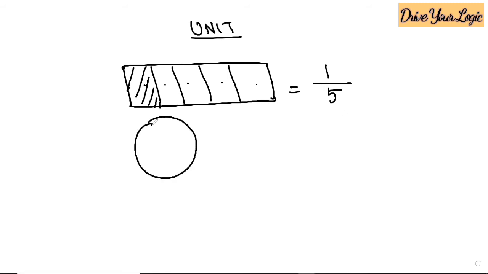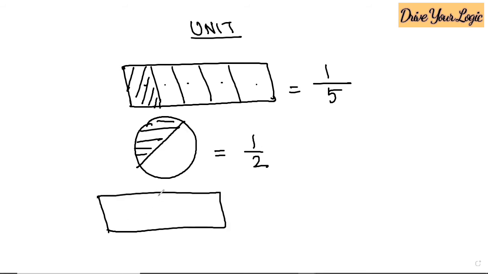One more example. Suppose I have given one circle like this, and one part is shaded. So what will you write? 1 by 2, because 2 parts are there, and out of 2 parts, 1 part is shaded. That is called a unit fraction. Clear? One more: suppose I have divided this into 4 parts and only 1 part is shaded. So your answer will be 1 by 4. See, all are 1 by 5, 1 by 2, 1 by 4. This type of fractions are called unit fractions.